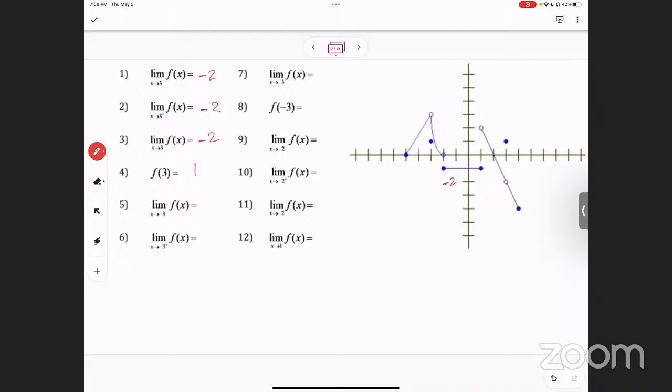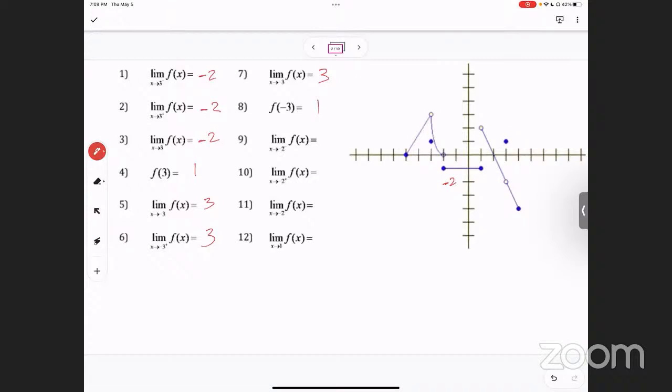Now we're doing the limit as x goes to -3 from the left. Here's -3, from the left and from the right. 1, 2, 3. Positive 3. So what's the function value at that? This is positive 3, and this is also positive 3. So all three of them are positive 3. But what's the function value then? That would be positive 1.